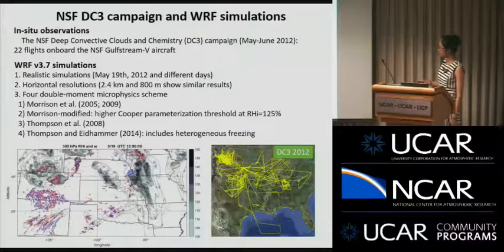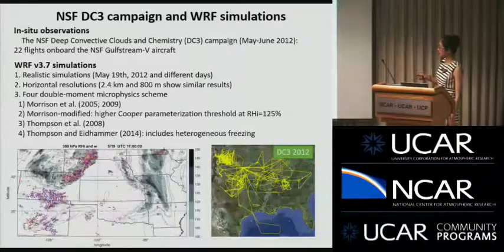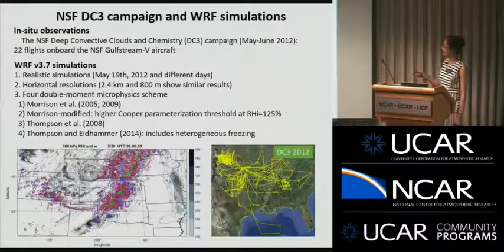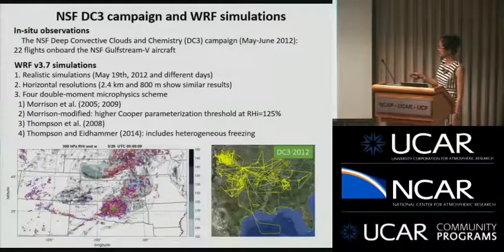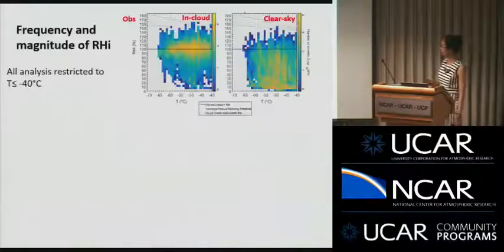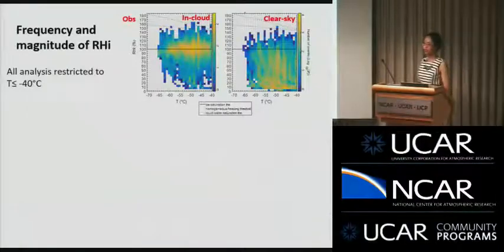So here is one of the realistic cases that we're sampling, which is a squall line scenario that happened on May 19, 2012. And here is the domain of the DC3 campaign. Now, the first thing is to see, can these microphysics schemes capture supersaturation?